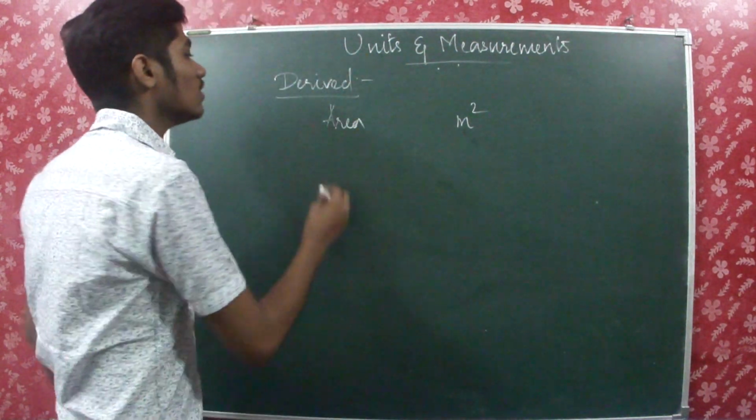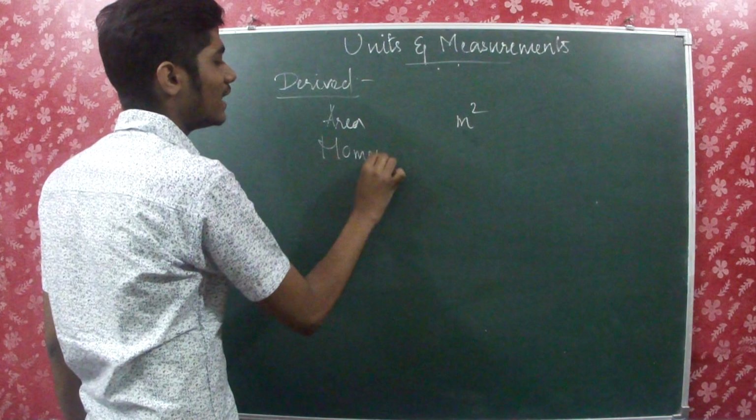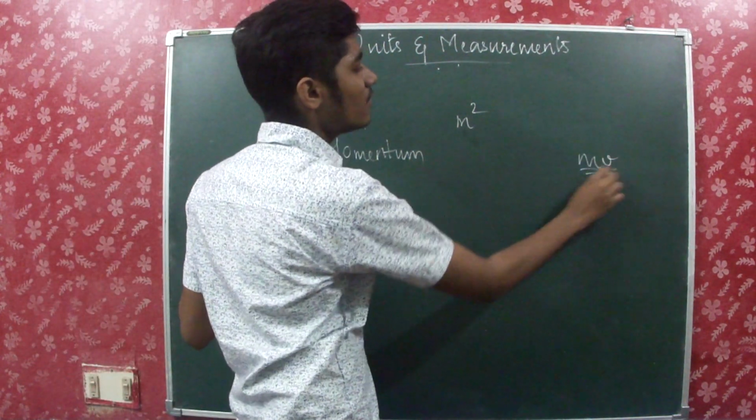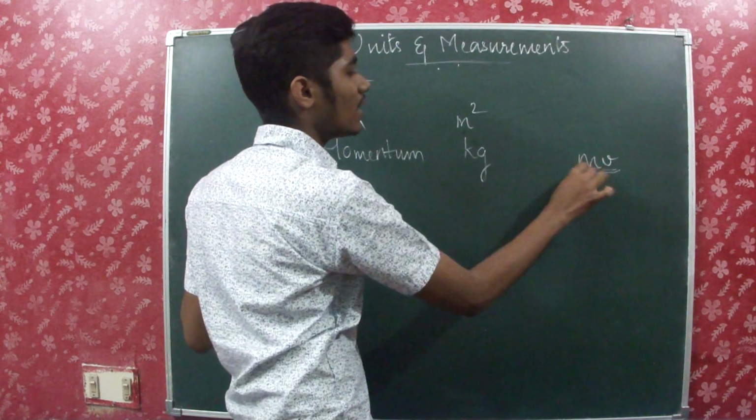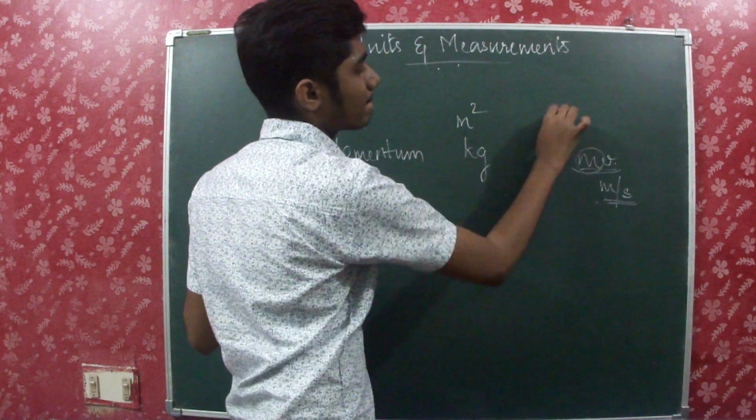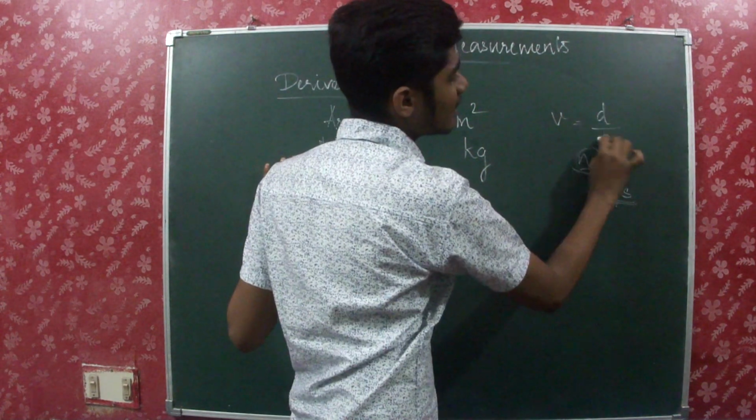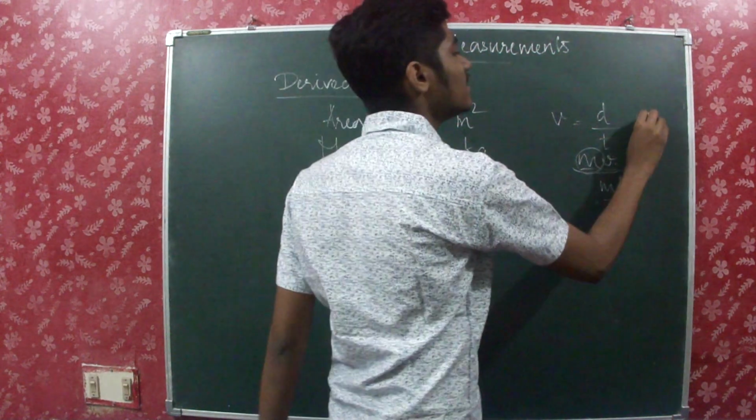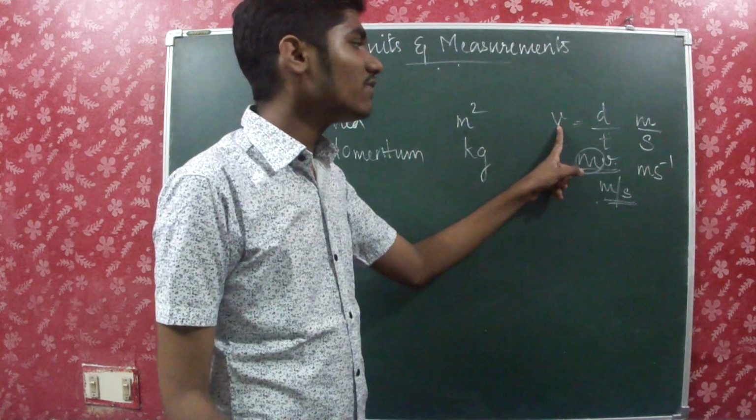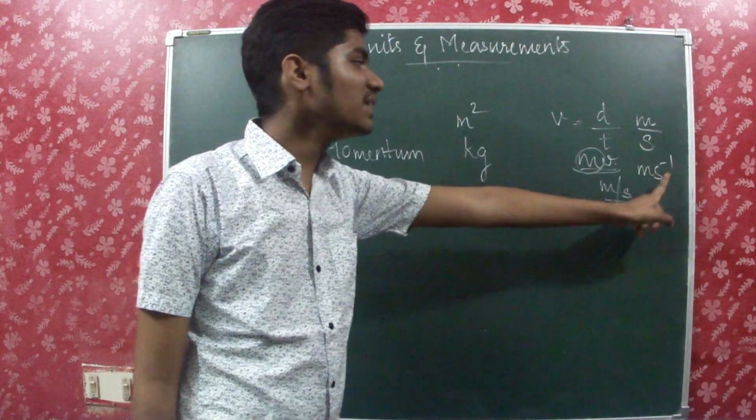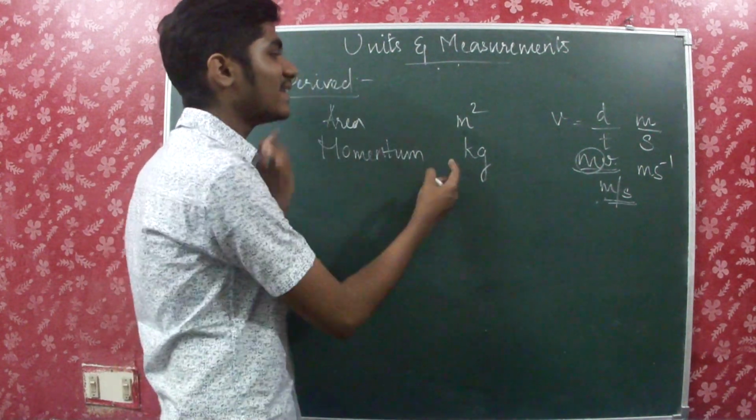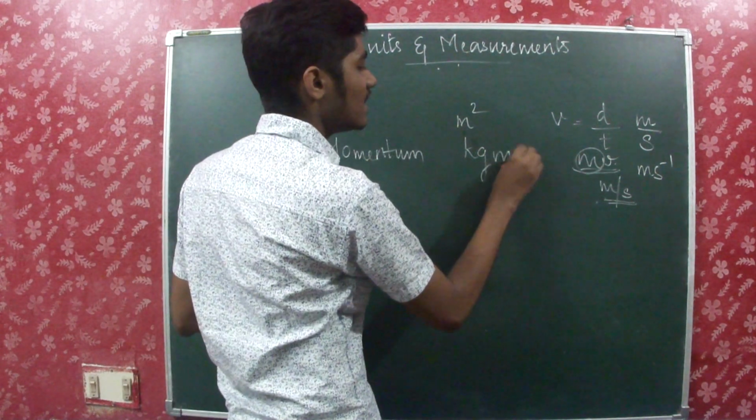Okay, so this is also for momentum. If you take it for momentum, what's the formula for momentum? mv, right? So mv is kg for m. Velocity is meter per second because it is displacement by time. Okay, so displacement is in meter and time is in second. So meter second inverse is for velocity. So we write kg, then we write m s inverse.